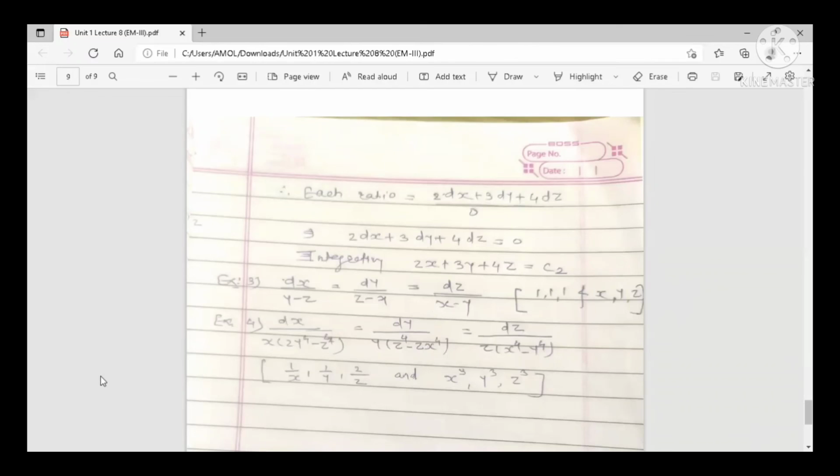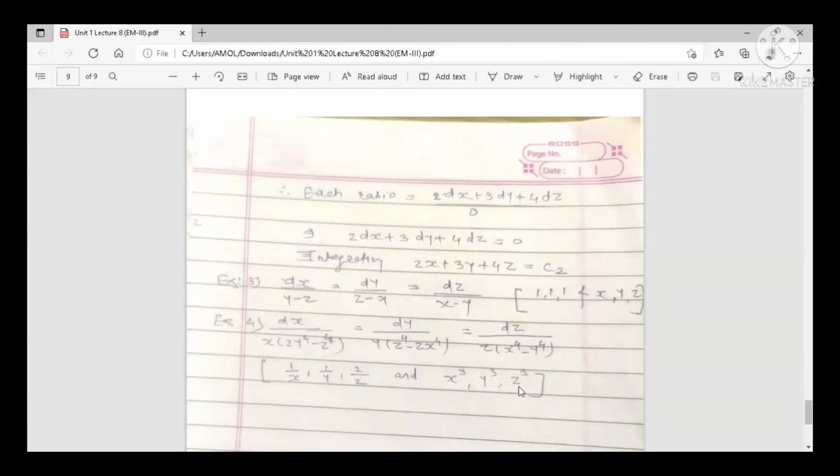Second example: dx upon x into bracket y raised to 4 minus z raised to 4 is equal to dy upon y into bracket z raised to 4 minus x raised to 4 bracket complete is equal to dz upon z into bracket x raised to 4 minus y raised to 4. So to find the two sets of solution for the second example, the sets of multipliers given are 1 upon x, 1 upon y, 1 upon z, and second x cube, y cube, z cube. Try yourself and try to find the solutions for the example.